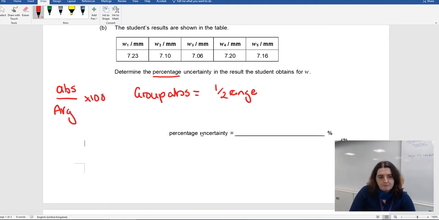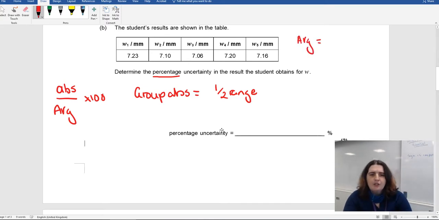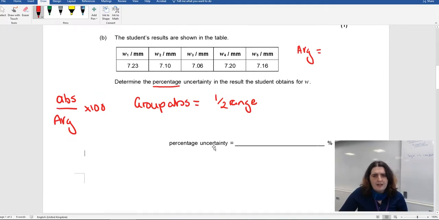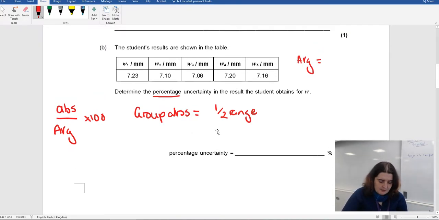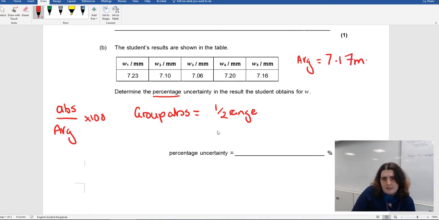So first of all, I'm going to work out my average here. I'm going to look at all of my results here and add them all up. So I've got 7.23 plus 7.1 plus 7.06 plus 7.2 plus 7.16. And I'm going to divide that by 5, and I get an answer of 7.17 millimeters there. Okay, so I've got my average.